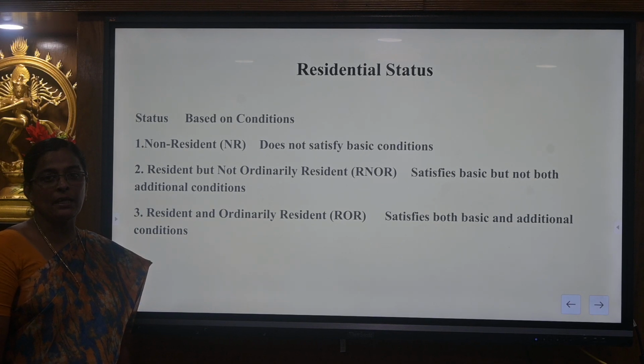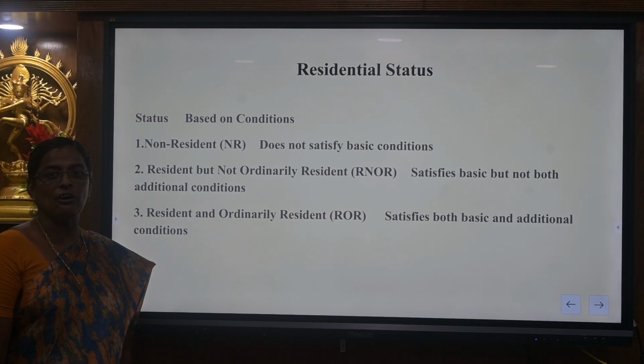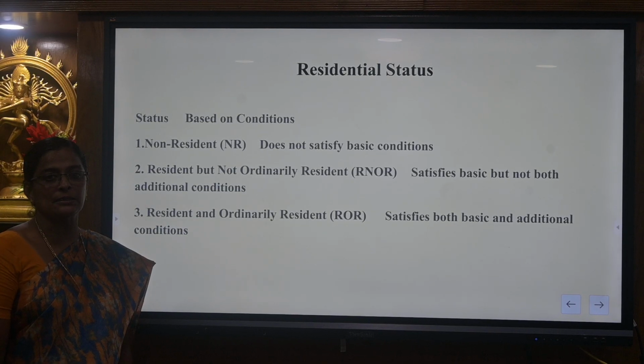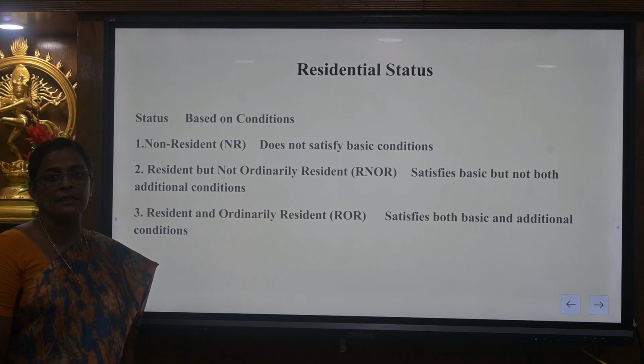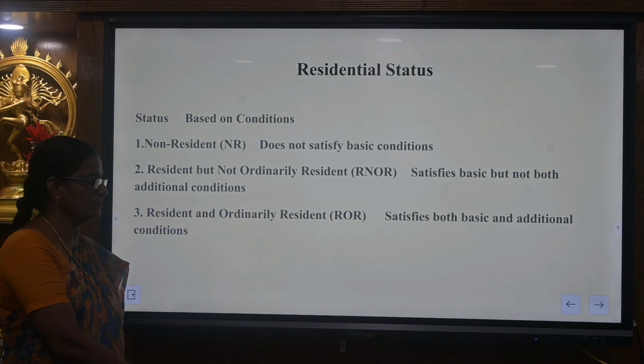The assessee may be an individual, Hindu undivided family, association of persons or firm. In case of Hindu undivided family, the assessment is done only for the head of the family, who is termed as Karta. As per the Karta residing in India, the status of a Hindu undivided family will be analyzed. In case of association of persons and firm, they are divided into 2, resident and non-resident only.